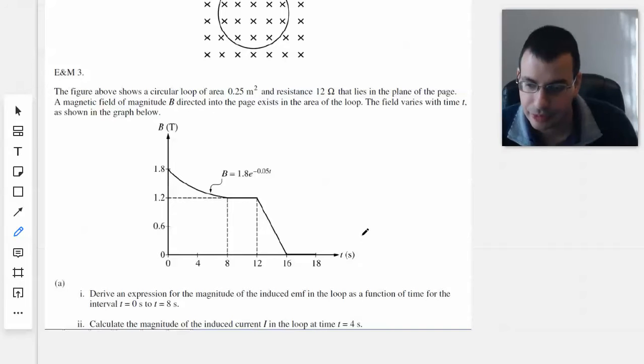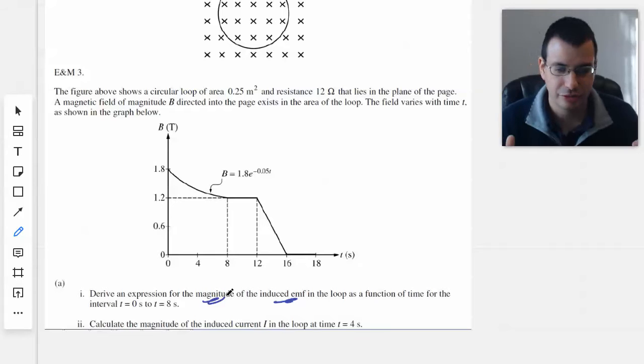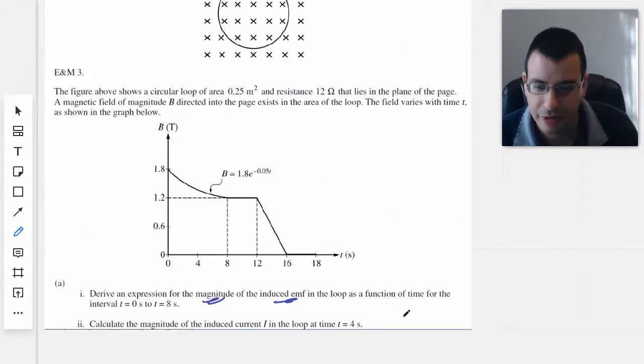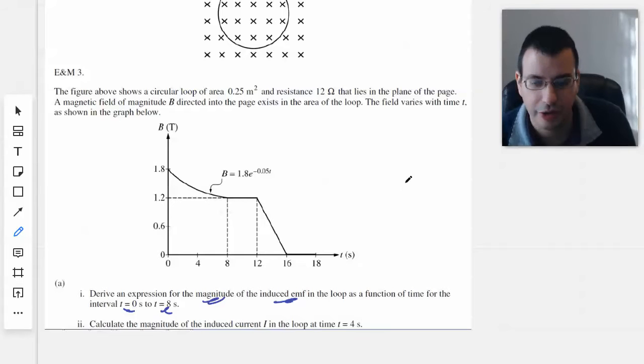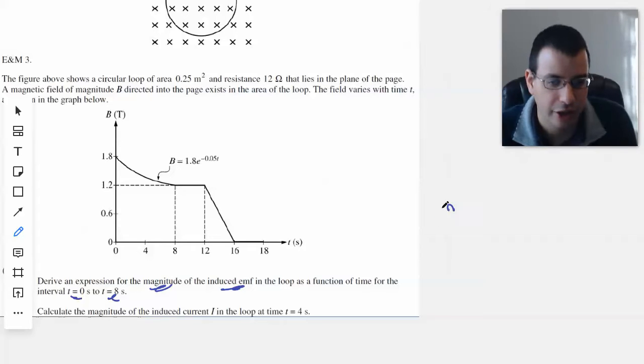So we have induced EMF, and we have magnitude, which means the negative sign, though it's good to understand, will not be needed for this part of the problem. Function of time, t equals 0 to 8, so this section right here. So induced EMF is, use Lenz's law.